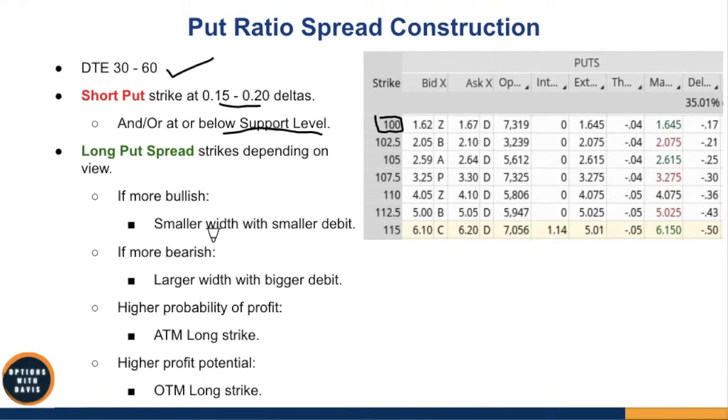So let's say you are more bullish, right? If you are more bullish on the put ratio, or rather on the underlying stock, then you can have a smaller width for your long put spread, which results in a smaller debit.